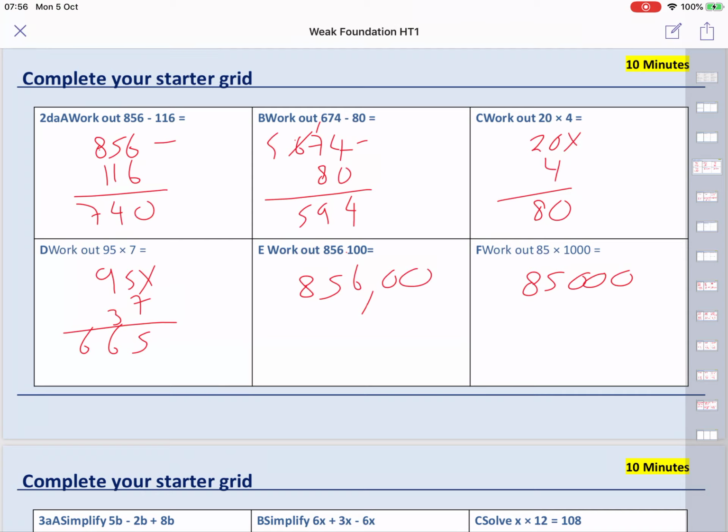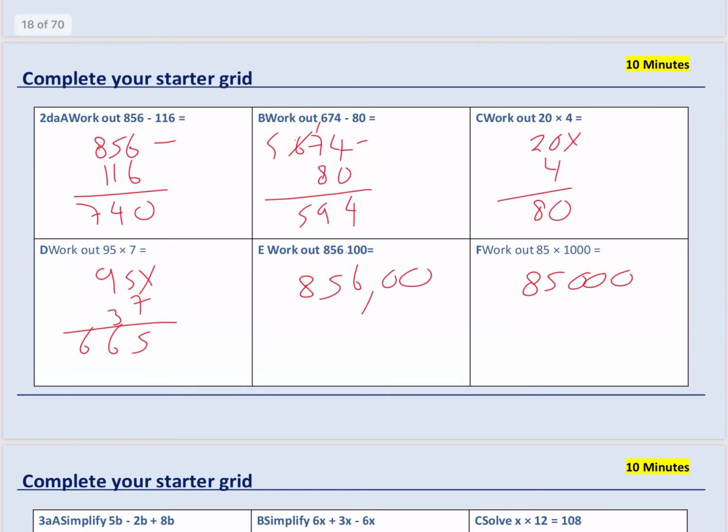D is a trickier one. So 95 times 7. Okay, so remember we do the 7 times the 5 there is 35. You put the 5 in the answer row and then you carry the 3 over. Okay, and then we do 7 times 9 is 63 and add that 3 to it, gives us 66. So we have 665.